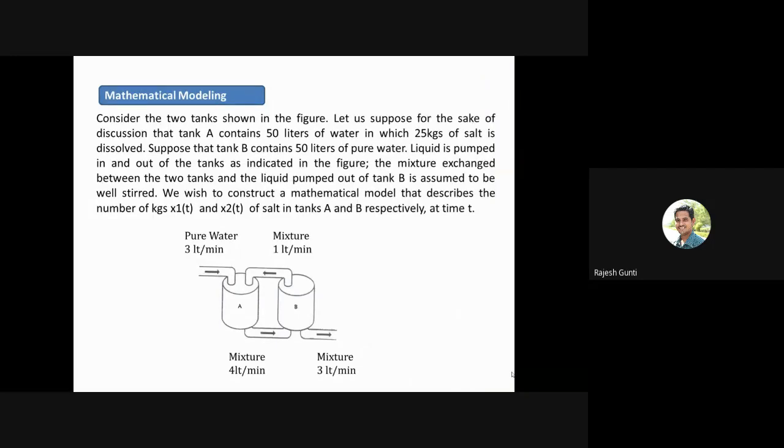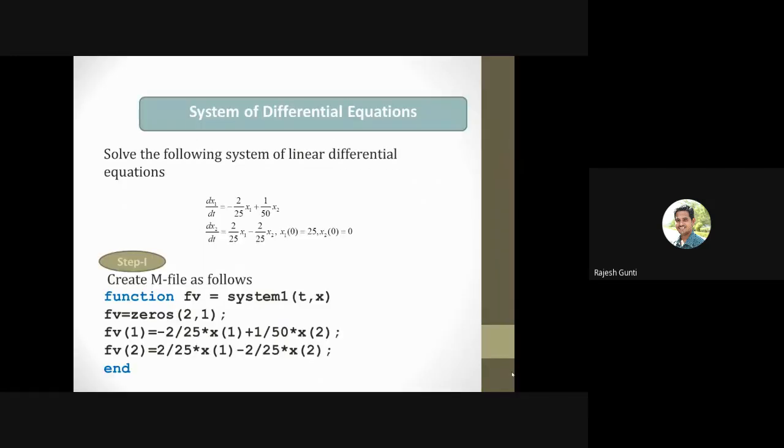Yesterday we formulated a differential equation for this physical problem. The corresponding differential equations are dx1/dt = -2/25 x1 + 1/50 x2, and dx2/dt = 2/25 x1 - 2/25 x2, with x1(0) = 25 and x2(0) = 0.